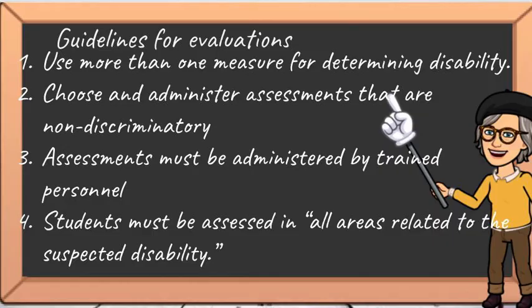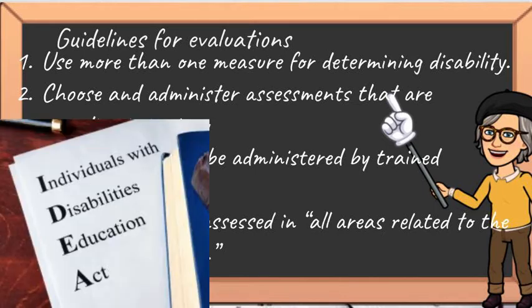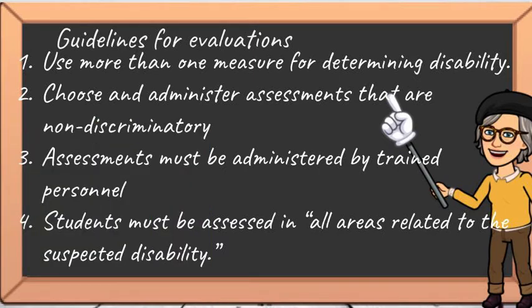Now, there are really specific guidelines for evaluation, and this comes from the IDEA regulations. The guidelines for the evaluation are in section 300.304 of IDEA, and the purpose of that is to ensure that students are being evaluated in a way that will allow for reliable, valid results. And it has to be comprehensive to give us a true picture of the student's strengths and needs.